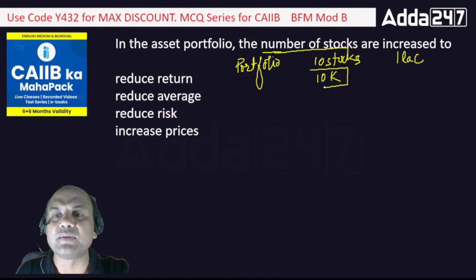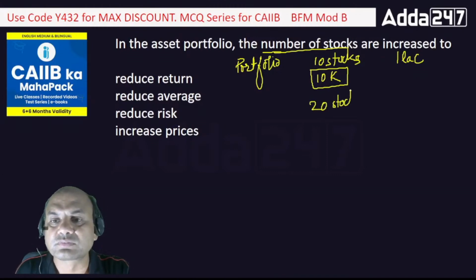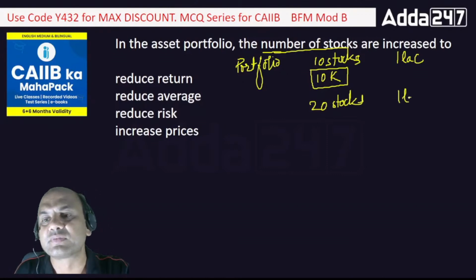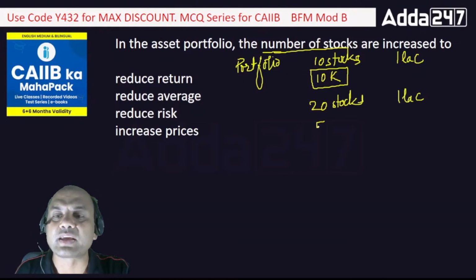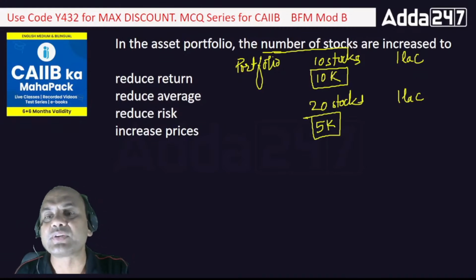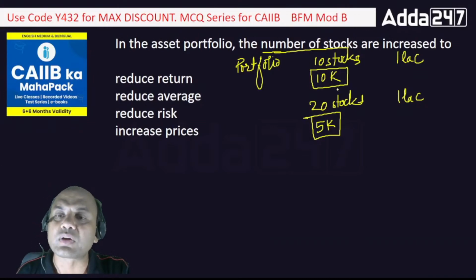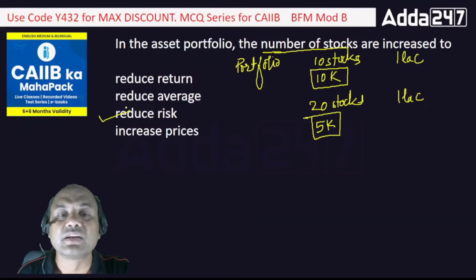Okay, now same portfolio, I increase the stocks from 10 to, let's say, 20. So 20 stocks now, same 1 lakh invested. So how much will each one get now? 5k, right? So what has happened now in this? Earlier I was investing 10,000 in one stock, now I am investing 5,000 in one stock. So tomorrow if that stock goes down, what reduces? My risk reduces, right? The risk of downside reduces. So the number of stocks are increased to reduce the risk.